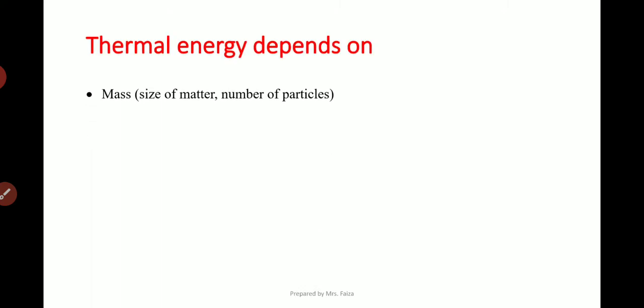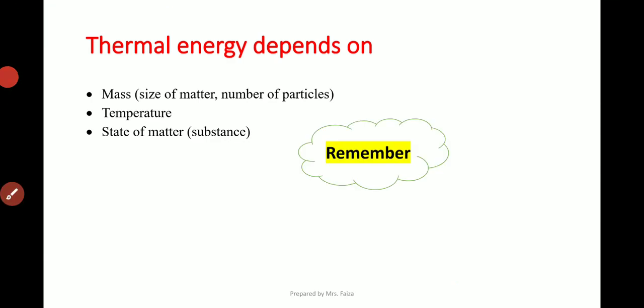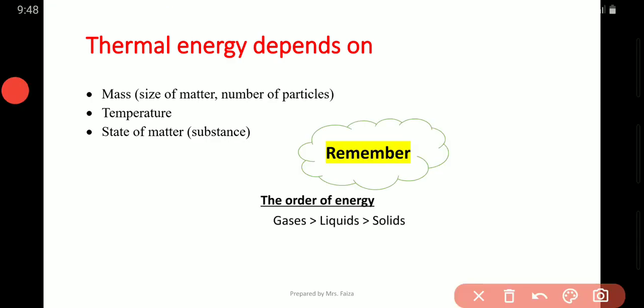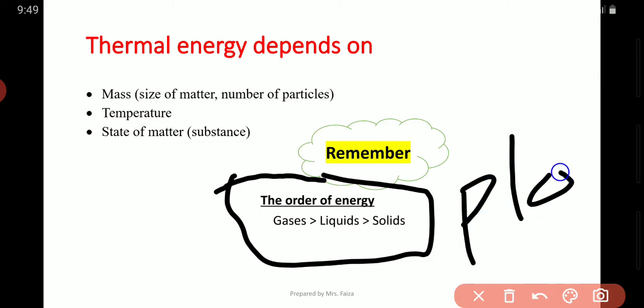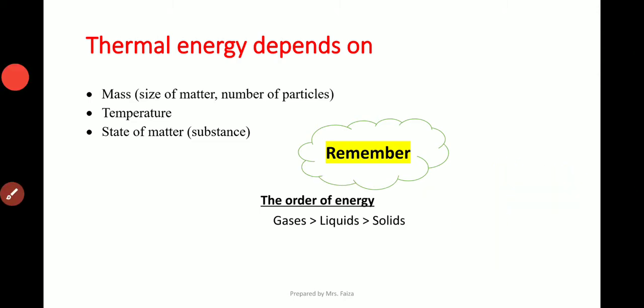Let's complete. Thermal energy depends on the mass, size of matter, number of particles, temperature, and state of matter. Remember the order of energies, and also plasma is included: solids, liquids, gases. They are the states of matter. The substance, temperature, and mass, you need them all to find the thermal energy.